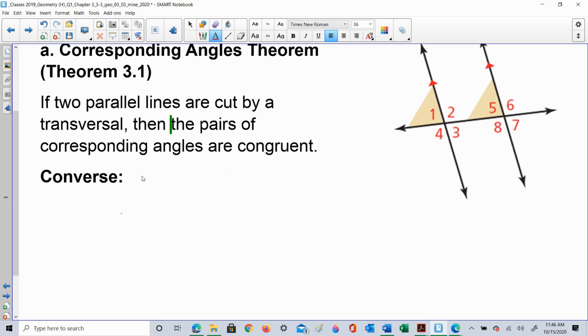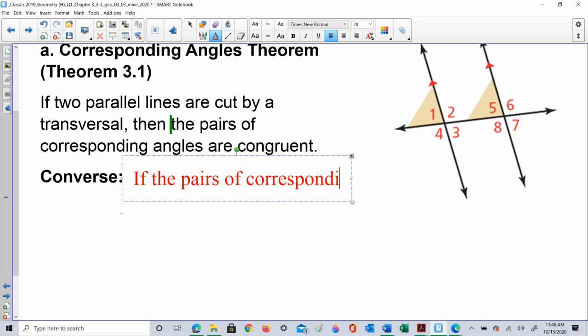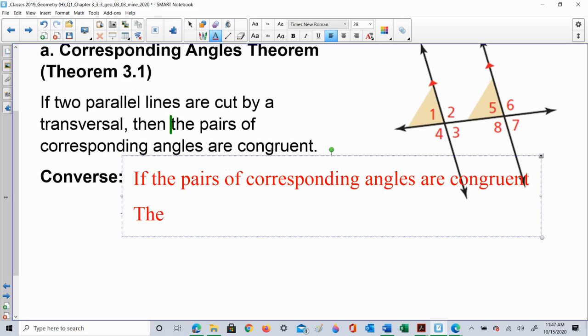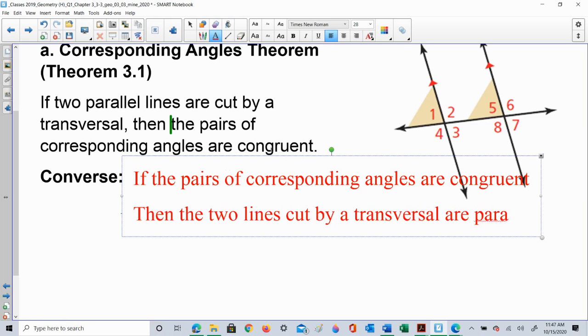If the pairs of corresponding angles are congruent, then the two lines cut by a transversal are parallel.